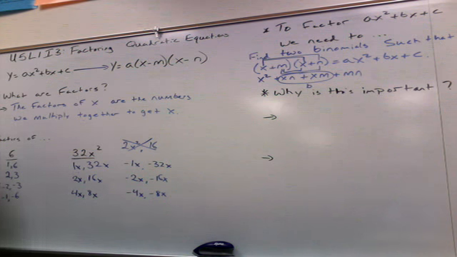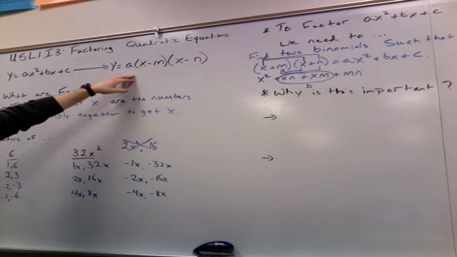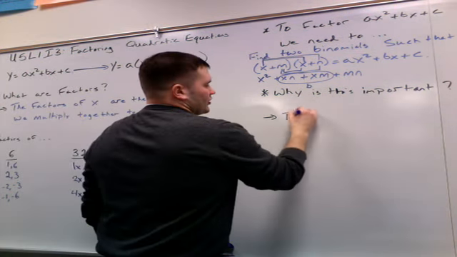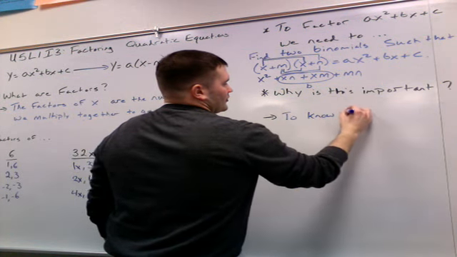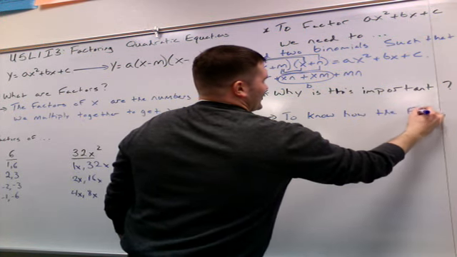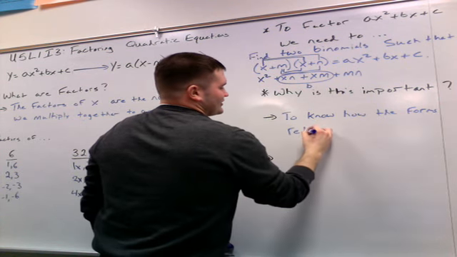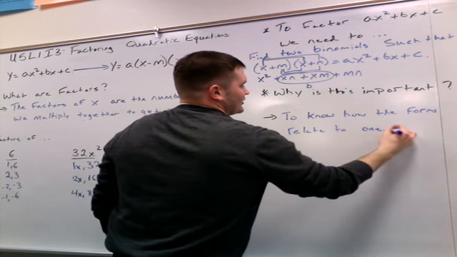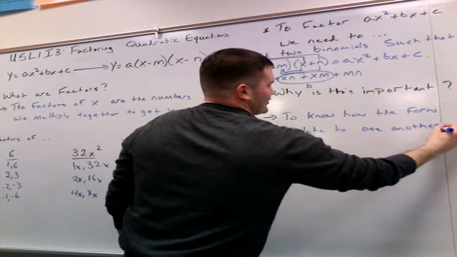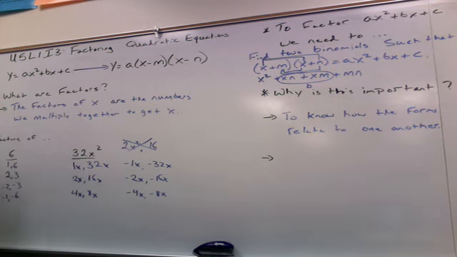So, why is this important? Do we know? There's two forms, right? Will we always get quadratic equations like this? No. So one reason why it's important is to know how the forms relate to one another. Pay attention, please. So it's important because we know how the forms relate to one another.